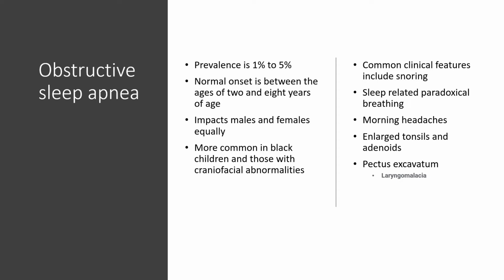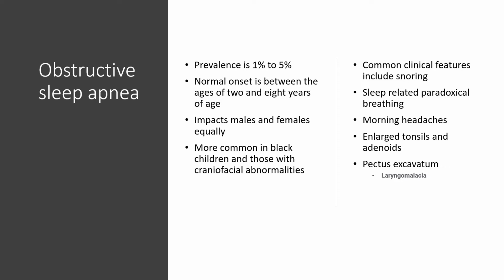So let's talk about the prevalence of obstructive sleep apnea. It occurs in about 1 to 5% of the childhood population. The normal onset is between the ages of 2 and 8 years. It impacts males more than females. It's more common in Black children and those with craniofacial abnormalities.